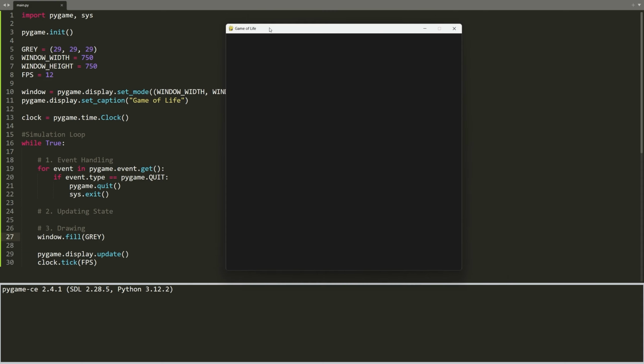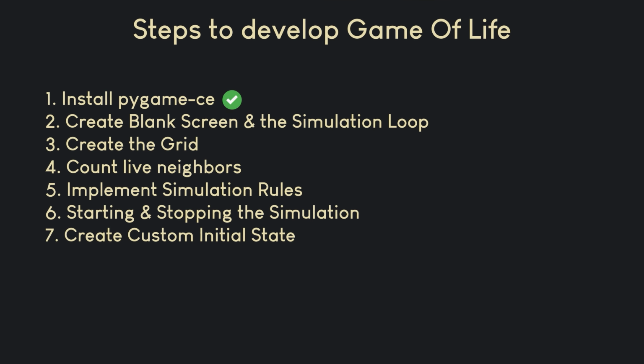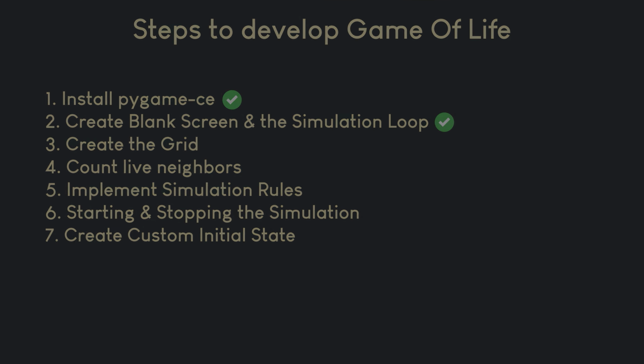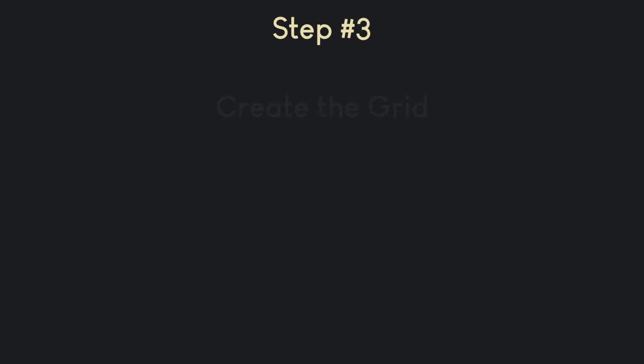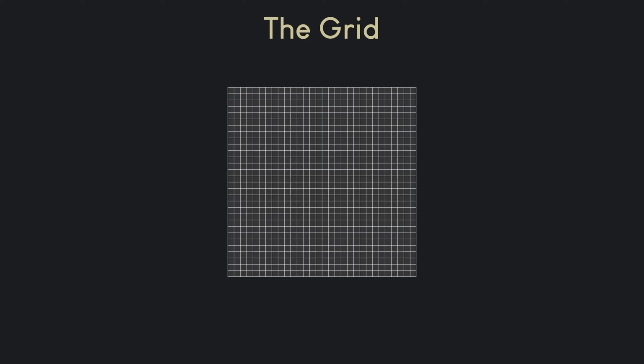Beautiful. We just completed a very basic simulation loop, so we can remove step number 2 from our list. We have made progress. Moving on to step number 3. We are about to create the grid. Before we dive in, let's discuss why a grid is essential for Conway's Game of Life and how we will represent the cells within it. Game of Life unfolds on a two-dimensional board filled with square cells.